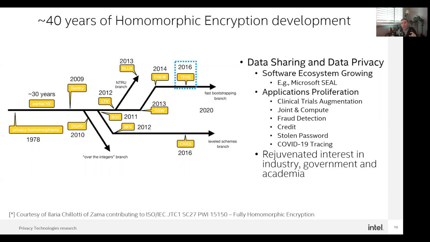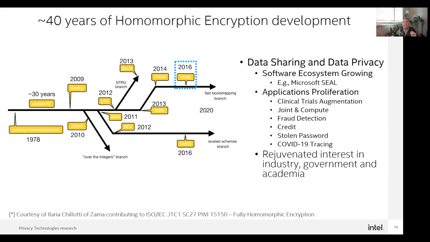There is application proliferation, and this is not exactly true, meaning that there are many names here, but there are very few things that you can actually do with homomorphic encryption just in software. But there's definitely a rejuvenated interest in industry, government, and academia beyond the research group. I don't want to say it's already in production, but it's quite far from that, in my opinion. But there is a rejuvenated interest.